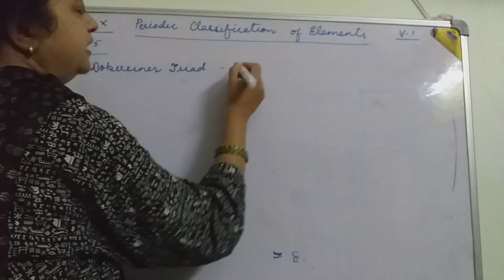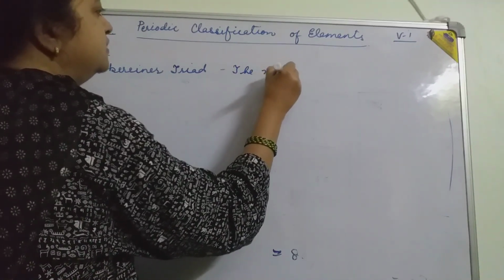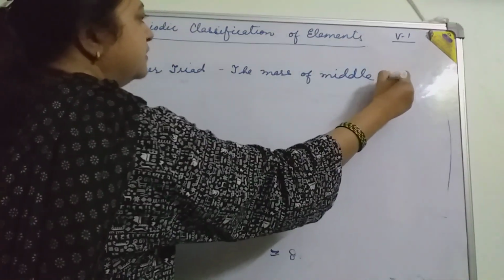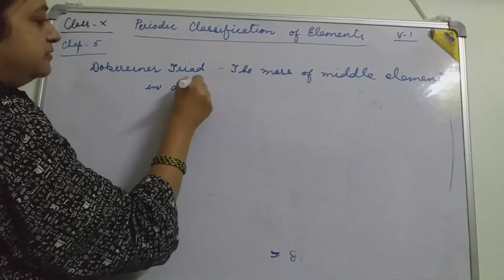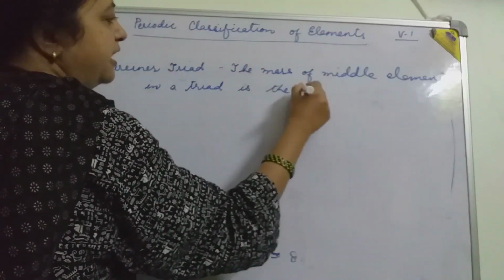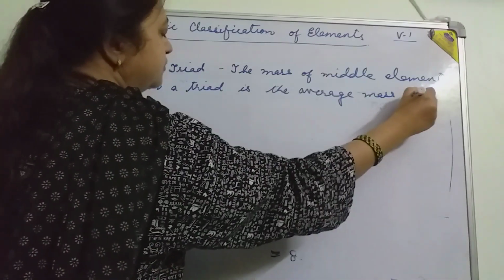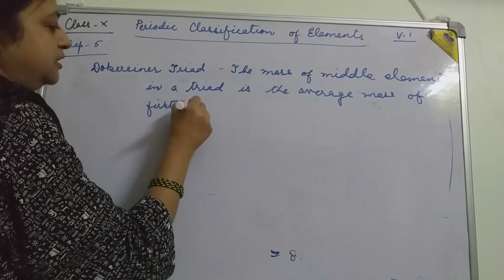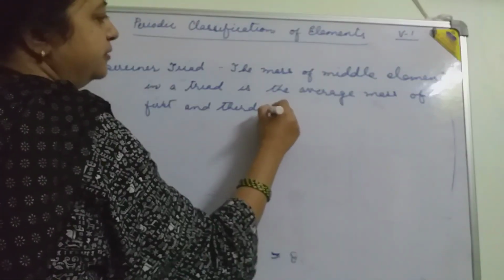We can say that the mass of the middle element in a triad is the average mass of the first and third element.